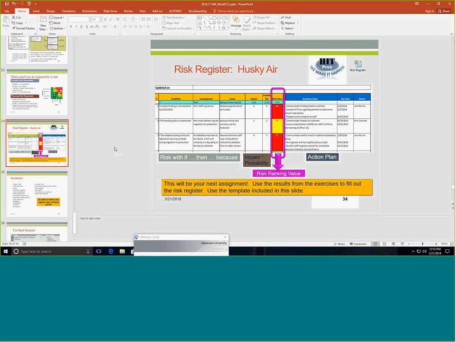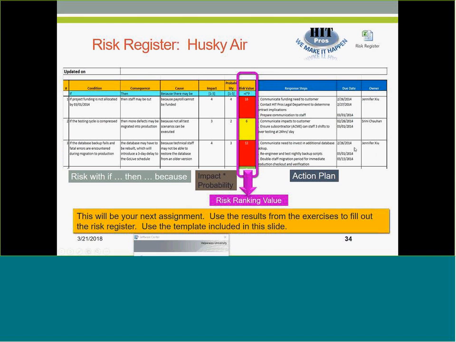What does a risk register look like? Well, our risk register for our class looks like this. Now, risks always have a number, a condition column, a consequence column, if, then, cause, because, right? And then we have our impact and our probability, and the risk value here.